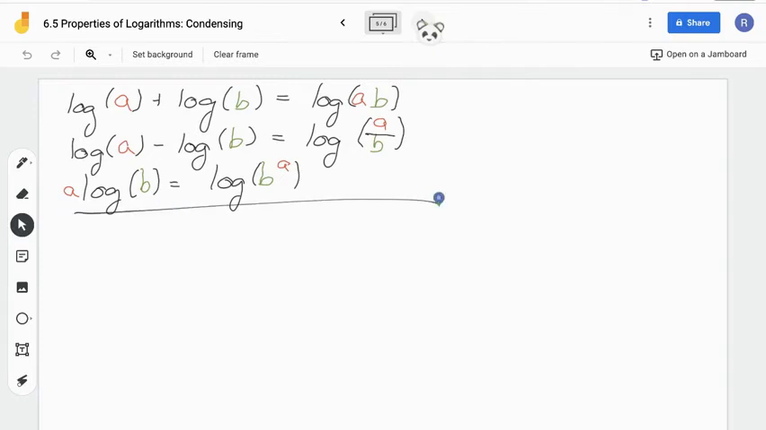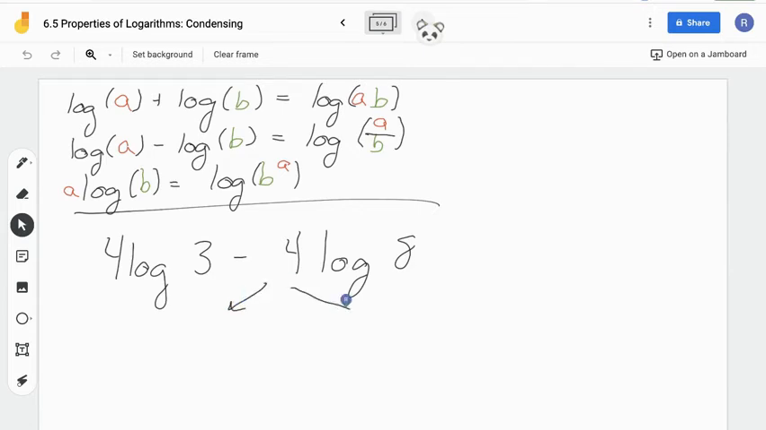Okay, here's another example. What if we had 4 times the log of 3 minus 4 times the log of 8, and we want to condense it? Well, there's really two ways we could do this one. I'm going to show you both ways just so you kind of see it.